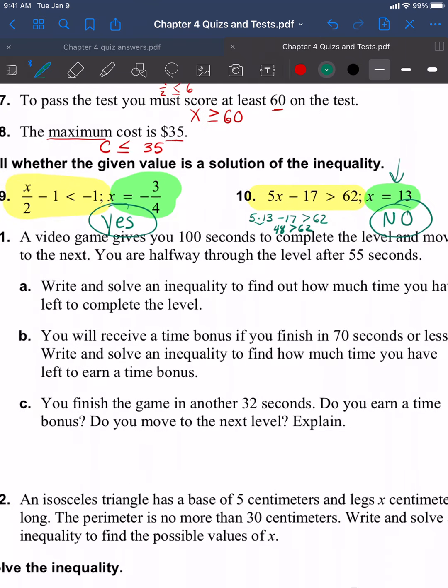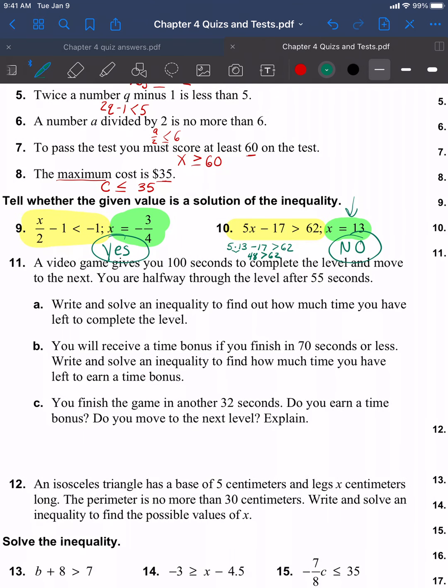11. A video game gives you 100 seconds to complete a level and move on to the next. You are halfway through the level after 55 seconds. Write and solve an inequality to find out how much time you have left to complete the level. 55 seconds has gone by. How much time is left? How many?